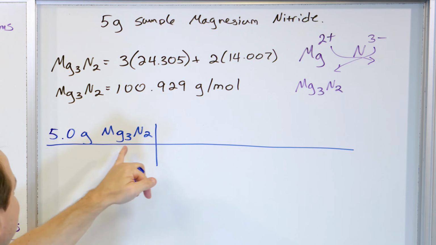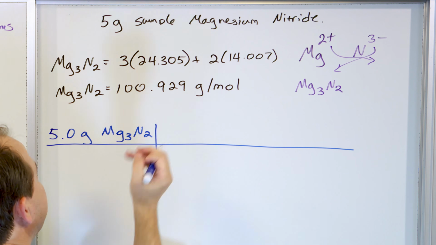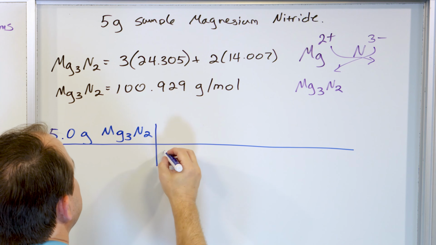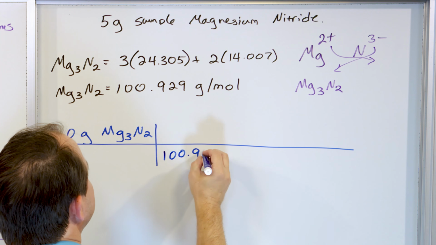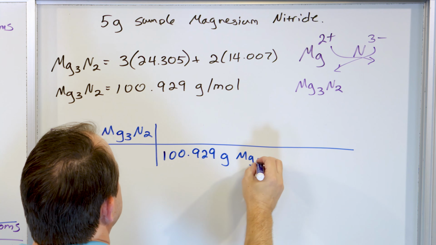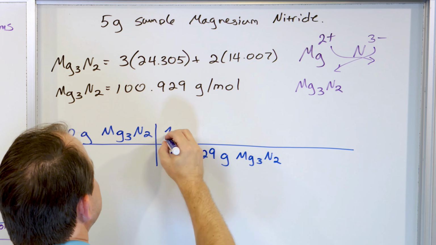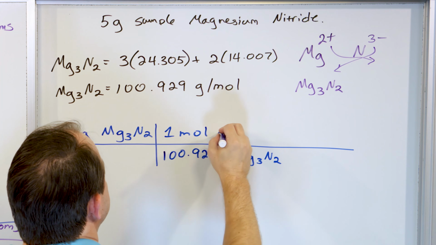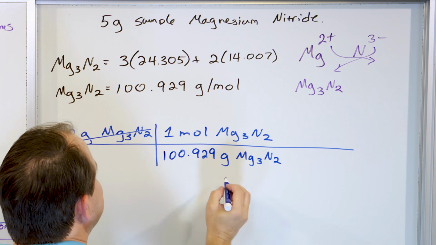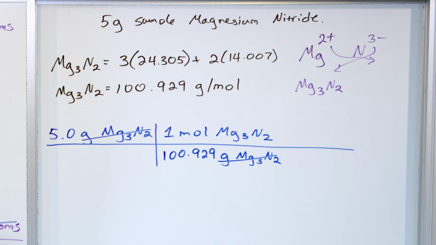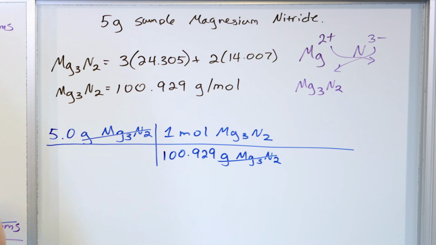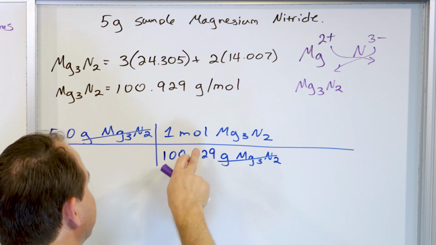Now we draw our bar here. We know we start with grams, we can definitely convert to moles, so we do that. We know that that's going to get us closer to what we're trying to reach. So in 100.929 grams of this substance, Mg3N2, that's exactly equal to 1 mole of Mg3N2. Of course, the grams of magnesium nitride cancel with the grams of magnesium nitride.